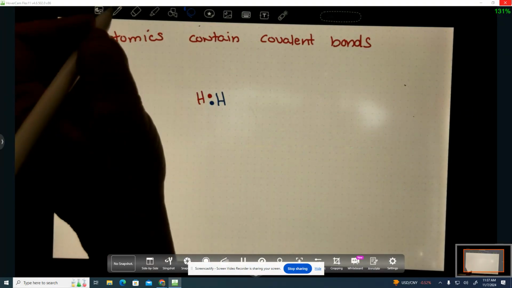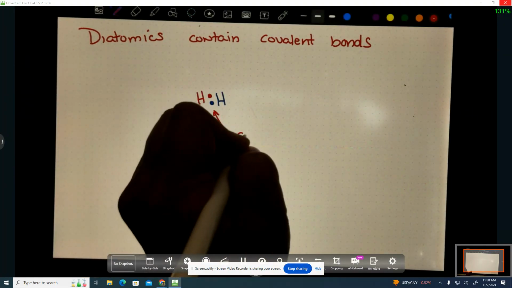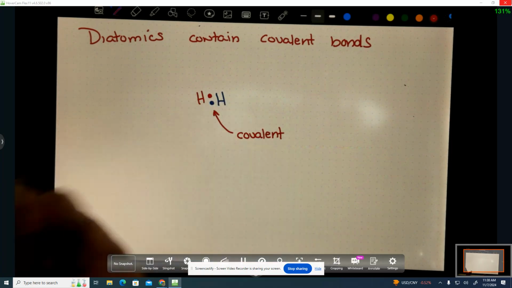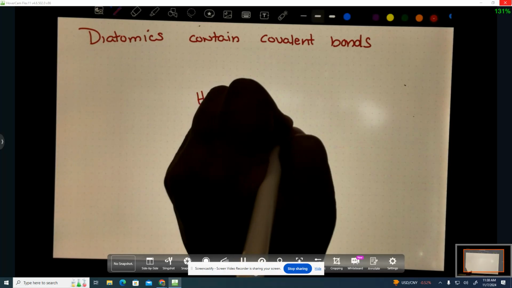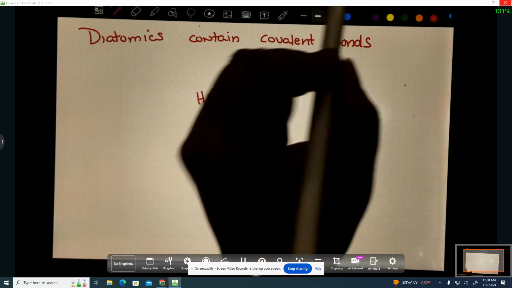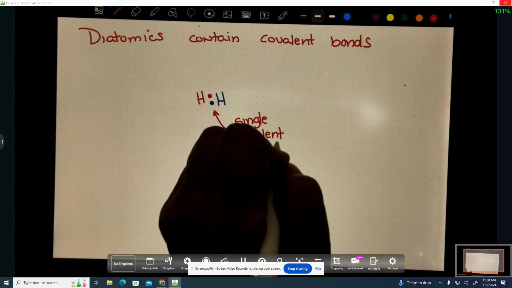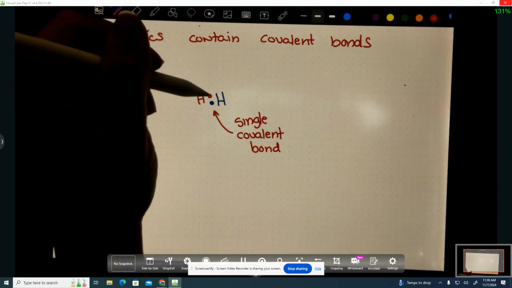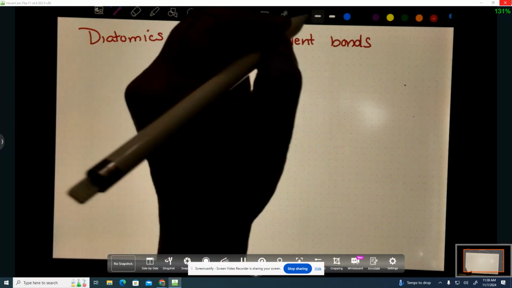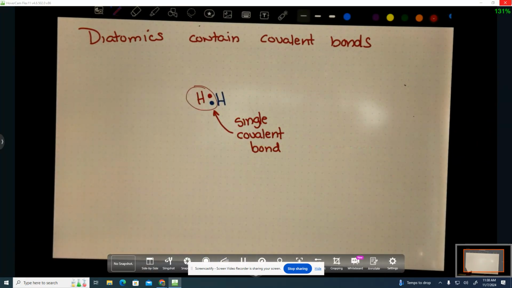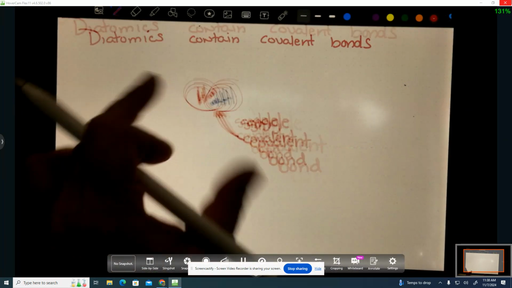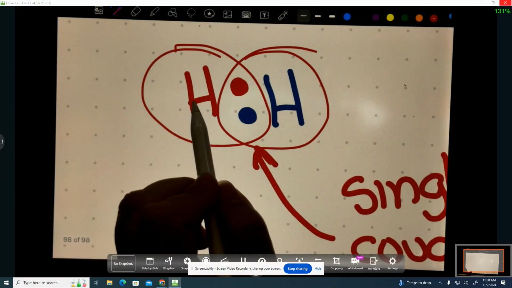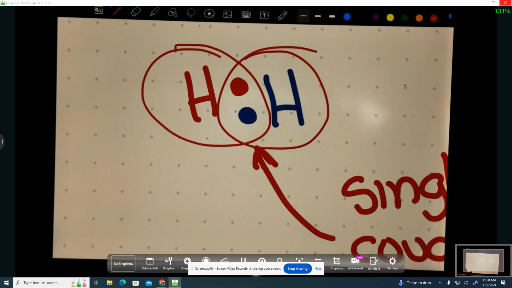Now, this right here is the covalent bond, but it is a specific type of covalent bond. It is called a single covalent bond. Those electrons that are right in between there are being shared by this hydrogen, which now has two, and this hydrogen, which now has two.